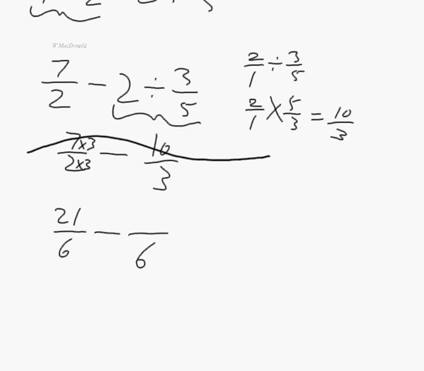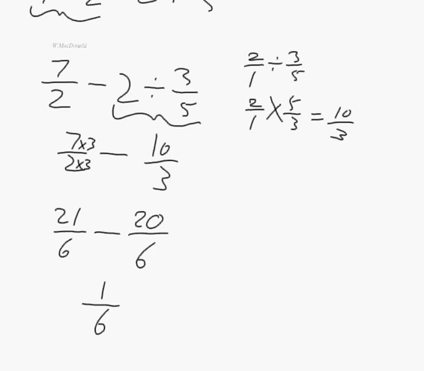So I'll delete this thing here. 21 over 6 and 7 over 2 are the same value, and 20 over 6 and 10 over 3 are the same value. Now I have 21/6 take away 20/6. My answer is 1/6. Okay?